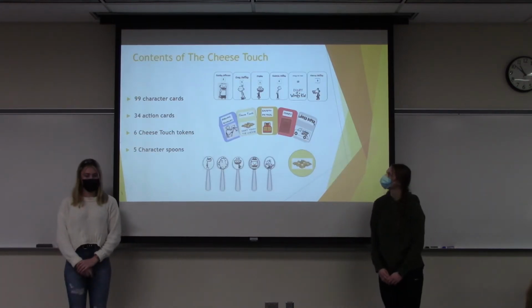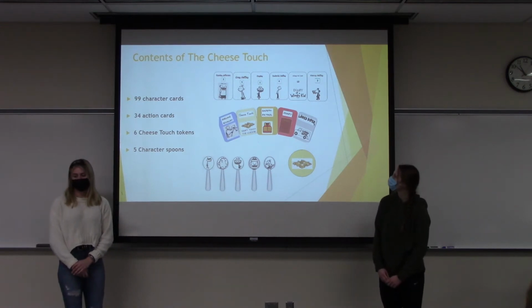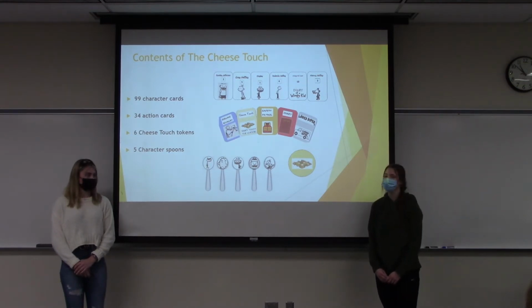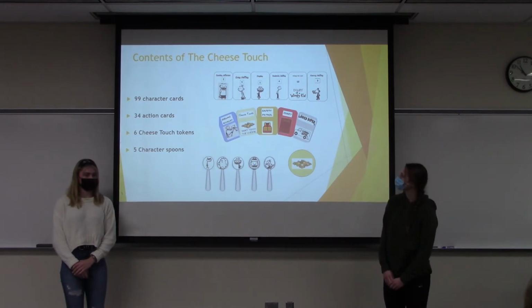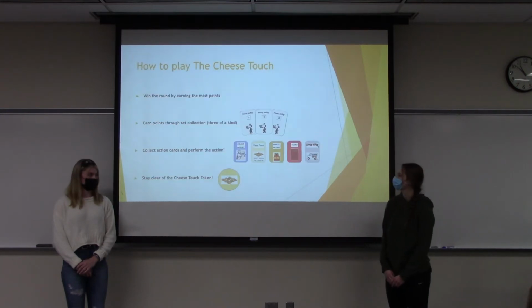So the contents of the Cheese Touch game: we have 99 character cards, 34 action cards, 6 Cheese Touch tokens, and 5 character spoons. The character cards and the character spoons are obviously based around characters from the book, and the action cards and the Cheese Touch tokens are based more around the plot that happens in the first book of the series.